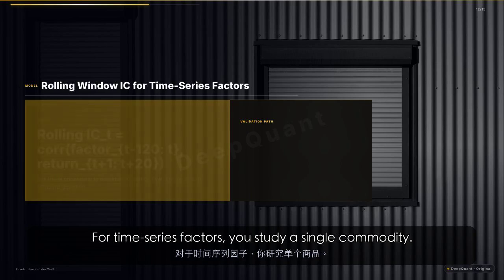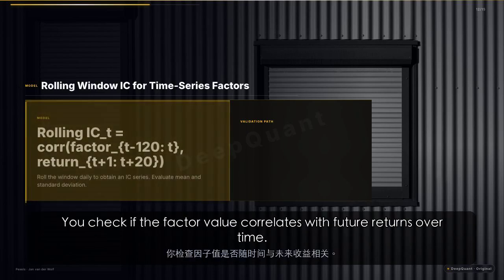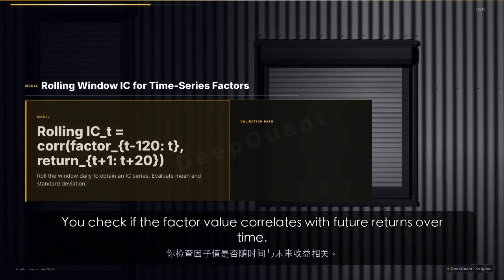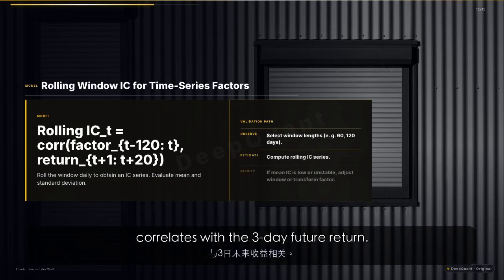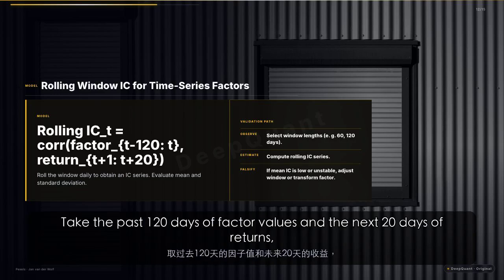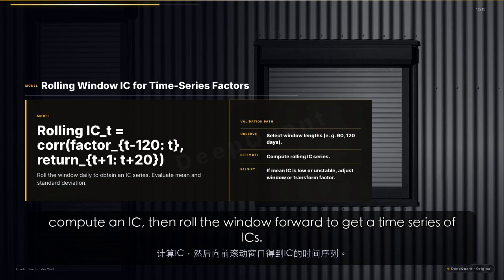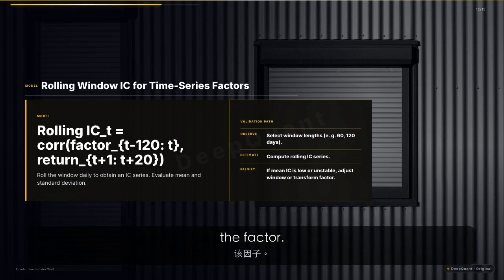For time series factors, you study a single commodity. You check if the factor value correlates with future returns over time. For example, for rebar, you might find that the 5-day change in inventory correlates with the 3-day future return. To validate, you use a rolling window IC. Take the past 120 days of factor values and the next 20 days of returns, compute an IC, then roll the window forward to get a time series of ICs. The higher the mean and the lower the standard deviation, the more effective the factor.